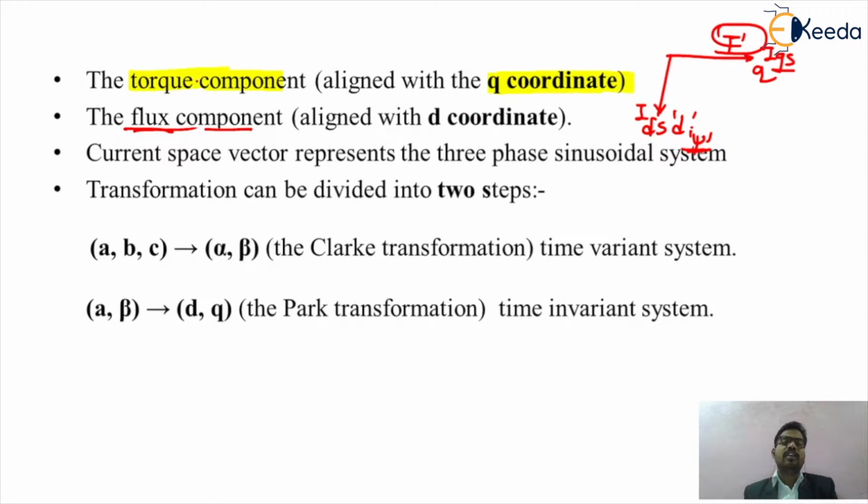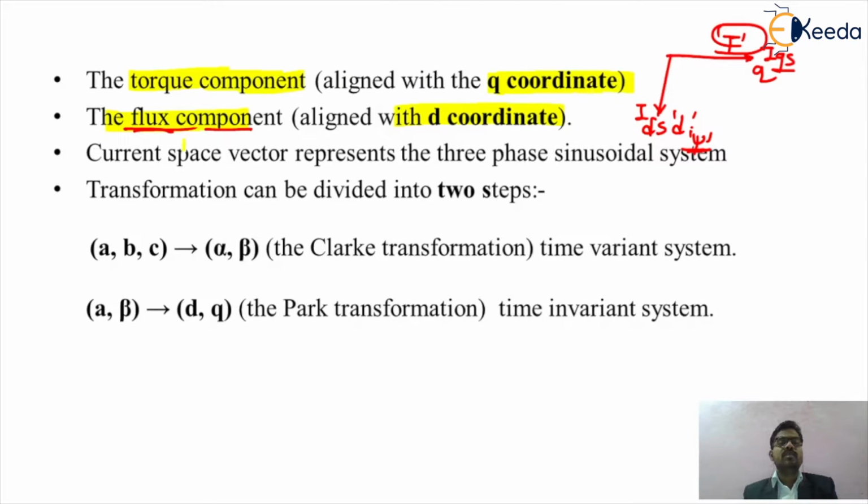So these are the coordinates. The torque will be responsible for the q axis component, and the flux component will be aligned with the d axis component. So the flux is for the d coordinate, and the torque is for the q coordinate.